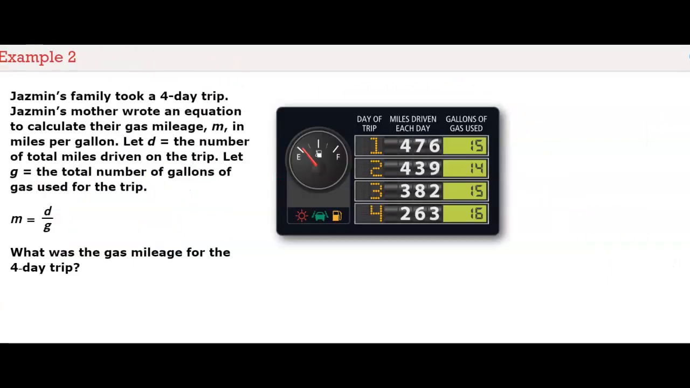Jasmine's family took a 4-day trip. Jasmine's mother wrote an equation to calculate their gas mileage, M, in miles per gallon. Let D equal the number of total miles driven on the trip. Let G equal the total number of gallons of gas used for the trip. The equation is M equals D divided by G. What was the gas mileage for the 4-day trip?